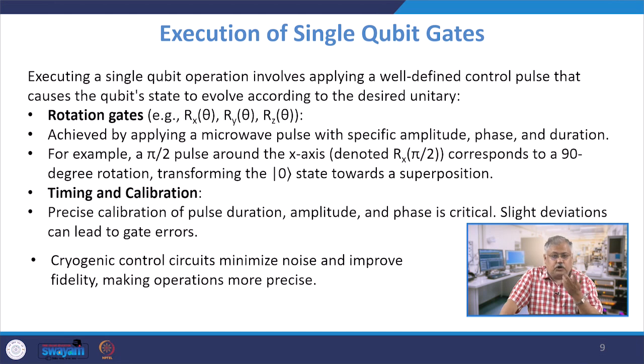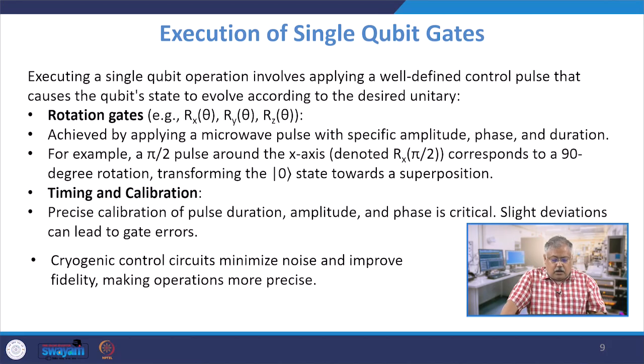Now, execution of a single qubit gate. Executing a single qubit operation will therefore involve a very well defined control pulse signal. In this case, we are assuming microwave, we are not doing optical at this stage, and this will cause the qubit state to evolve using certain unitary transformations. So, the first thing is rotation. Rotation is done through x, y, z gates, and you will get, for example, Rx theta, Ry theta and Rz theta.